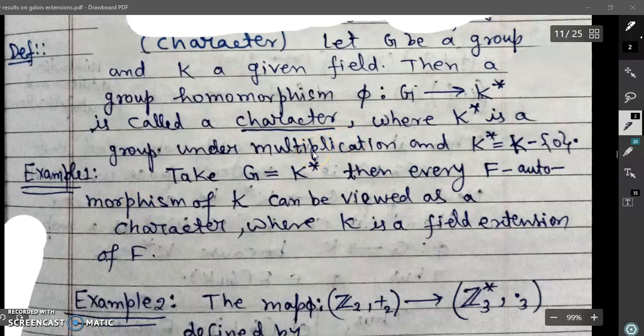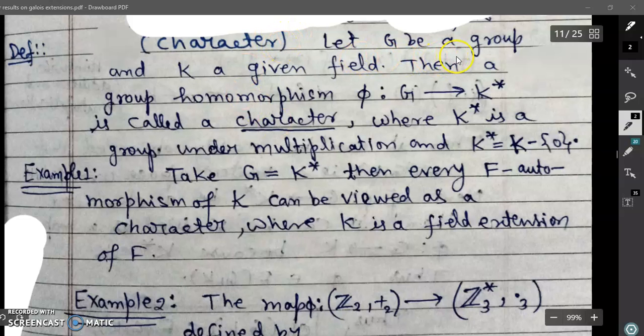Good morning. Today we discuss Dedekind theorem. Before discussing this, first we introduce character. Since the theorem is too long, we move through it quickly within 15 minutes of the video lecture.